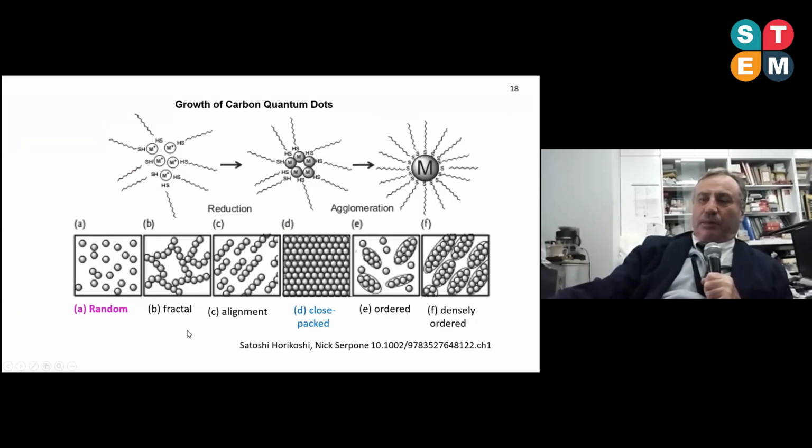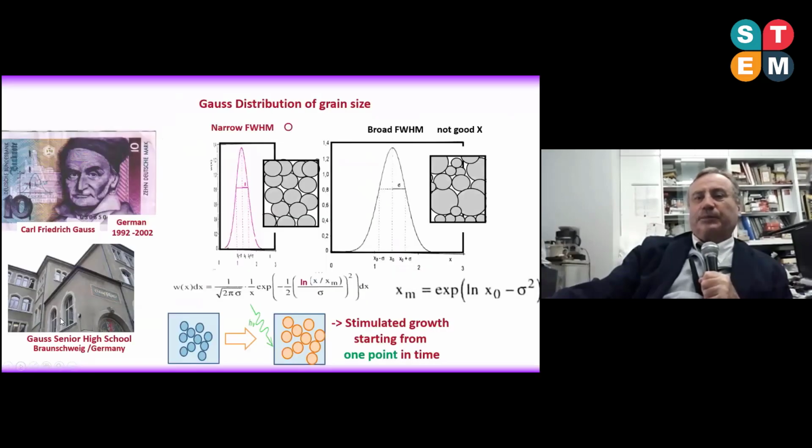This is a book chapter, and of course we usually want to have this situation, random distribution of very small nanoparticles, while in ceramics we had the closed packed situation.